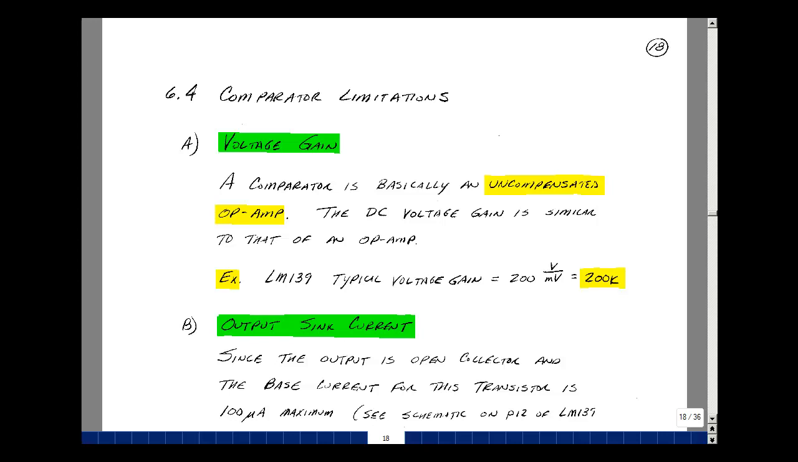Just like an op-amp, a comparator has a voltage gain because it's really an uncompensated op-amp. If you look in the LM139 data sheet, you can see that in its column of numbers, there's a listing for the typical voltage gain of 200 volts per millivolt, which would mean 200,000. So the same as a 741 op-amp.